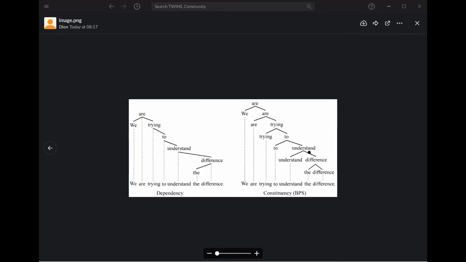The constituency means that, as I said, there is a phrase. Dependency has just one element connected one-to-one, but the right graph is not that. "Are" appears twice, "trying" appears twice, and "to" appears twice, and that means in that phrase, the thing that appears twice is the head, the core of the sentence. That means they are restricting or governing the phrase. Okay.